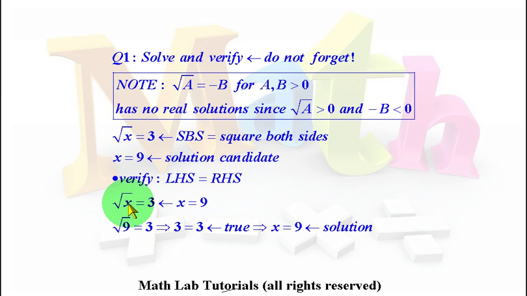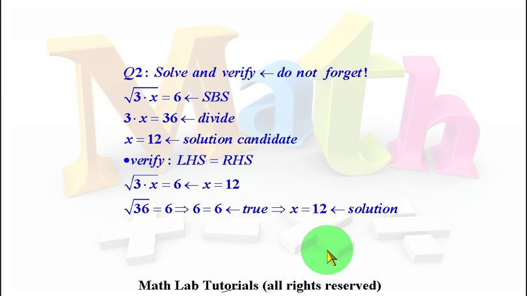You have the square root of x is equal to 3. You sub in x equals 9. On the left, you get the square root of 9. On the right, you get 3. And then the square root of 9 is 3. We have 3 is equal to 3. And of course, that's a true statement. So you declare the solution candidate, x equals 9, to be the solution in fact. Okay, so let's go on to the next question.